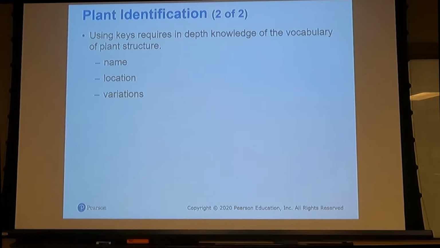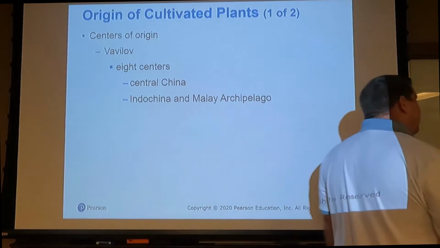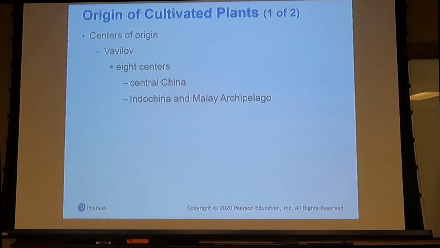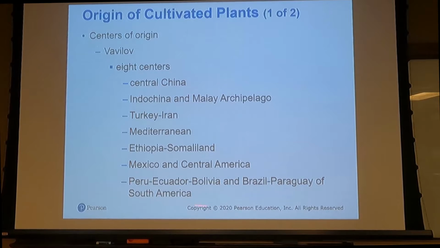You'll need to know kind of the name and locations and variations. Maybe the center of origin. So we have typically 8 centers: Central China, Indochina, Malaysia, Turkey and Iran, the Mediterranean, kind of the Middle Eastern. So here we have Eastern Asia, Middle Eastern, and then we start moving into, so this would be somewhere in Africa, and then finally into the Western Hemisphere. And then we have, let's not forget about South America.